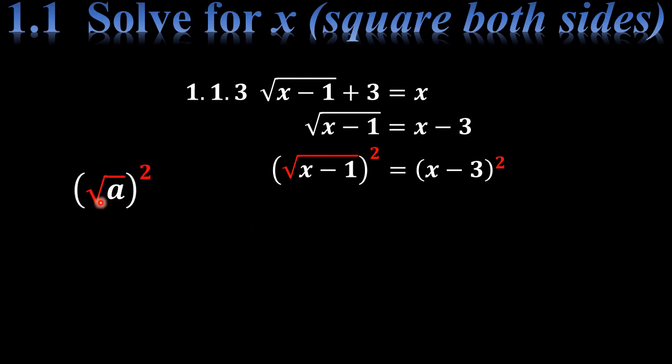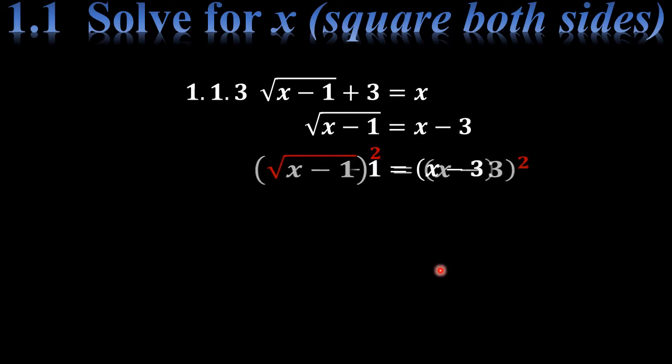Remember, if you have the square root of a whole exponent 2, it means it's the square root of a squared. So the square and the radical, the square root and the 2, will actually eliminate one another. Okay, they eliminate one another. So in this case, you will remain with a. The same thing applies here. The square root and the 2 will eliminate one another, and then you will remain with x minus 1 is equal to x minus 3 whole squared.